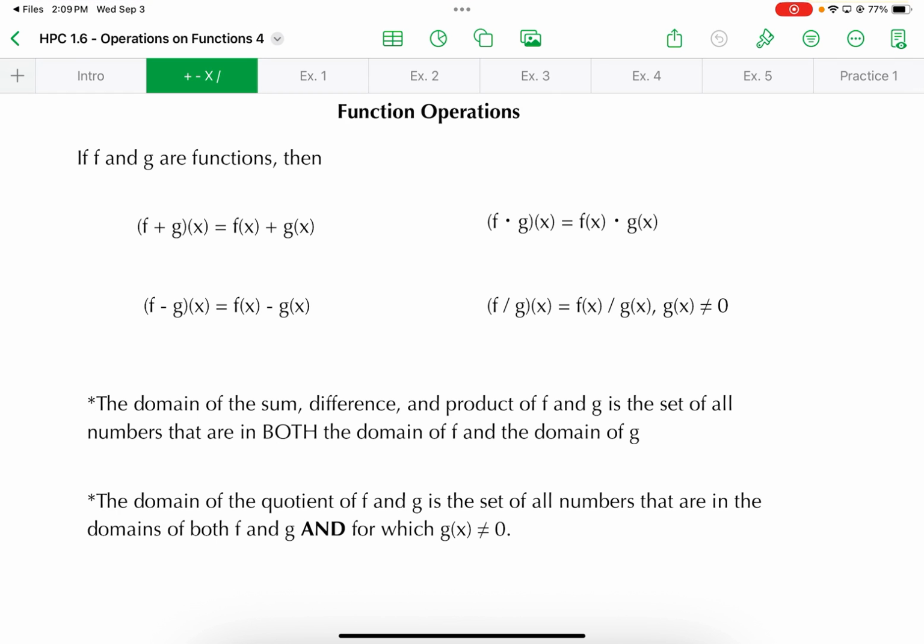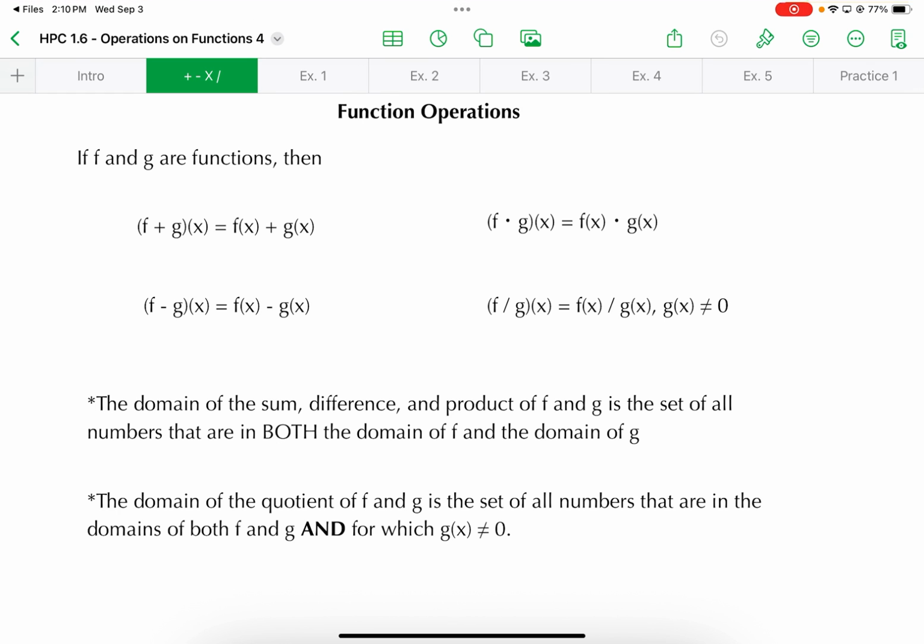All right. Now, the one you got to watch out for is your quotient or division between f and g. So f divided by g of x, that's the same as f of x divided by g of x. You're creating a fraction there, right? If g of x has a variable to it, you have to be mindful of any values that would make that denominator turn out to be 0. So that's one thing you got to be careful about.